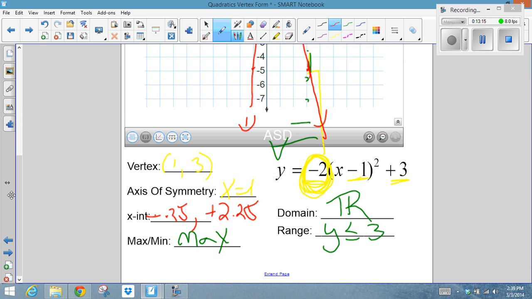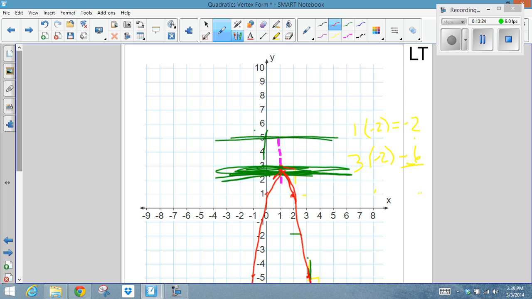Yep. And if you'll remember back when we did intercepts by graphs, this is not the best way to find an intercept, but it'll work for here. All right, and that is how you graph by using the vertex form.